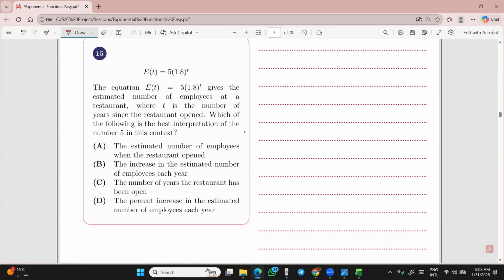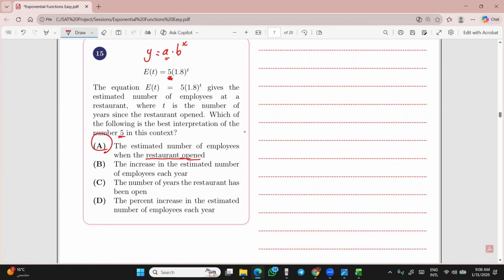Question number 15. The given equation gives the estimated number of employees at a restaurant, where t is the number of years since the restaurant opened. Which of the following is the best interpretation of the 5 in this context? This 5 is what? Of course, this is written as y is equal to a times b to the power of x. A is the initial, which is 5, the starting point at the beginning, the y-intercept when x is equal to 0. All of this information is related to this 5. So here, the estimated number of employees when the restaurant opened, which means in the beginning.